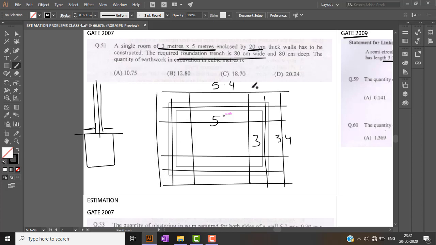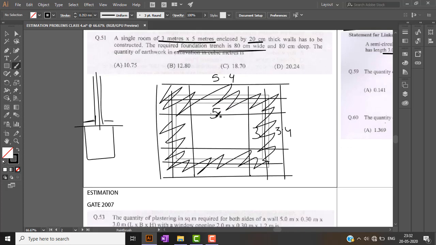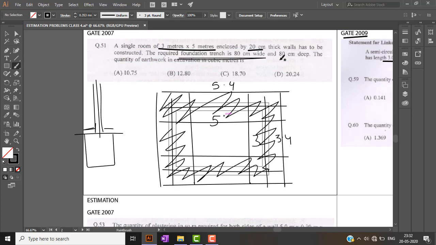So all you have to do is find the area of this shaded portion. Okay, that was the trick. And when you get the area, you simply multiply that area by 80 centimeter, so you get the volume of excavation.